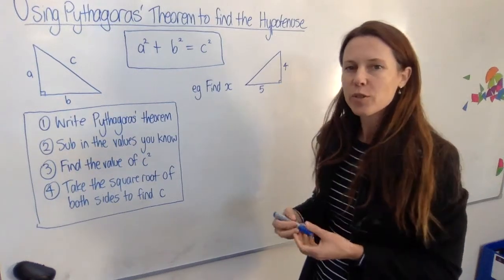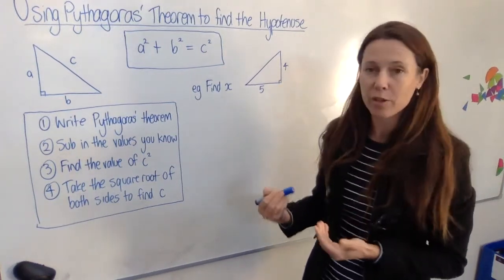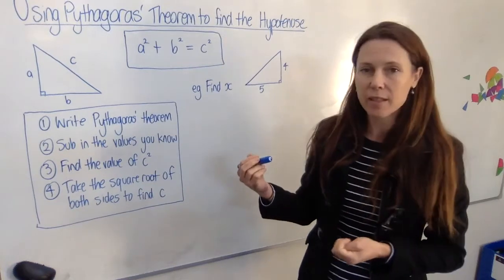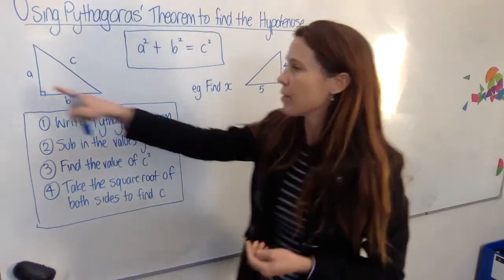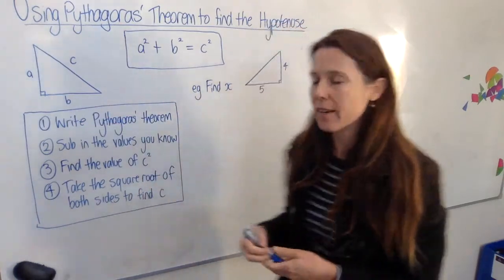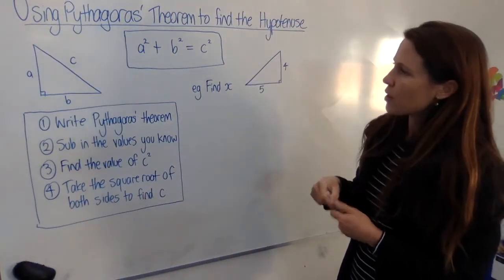We're now ready to use Pythagoras' theorem to find a hypotenuse. We're doing this first because it's slightly easier to find the hypotenuse, or C, than it is to find one of the other two sides. We'll learn that next.